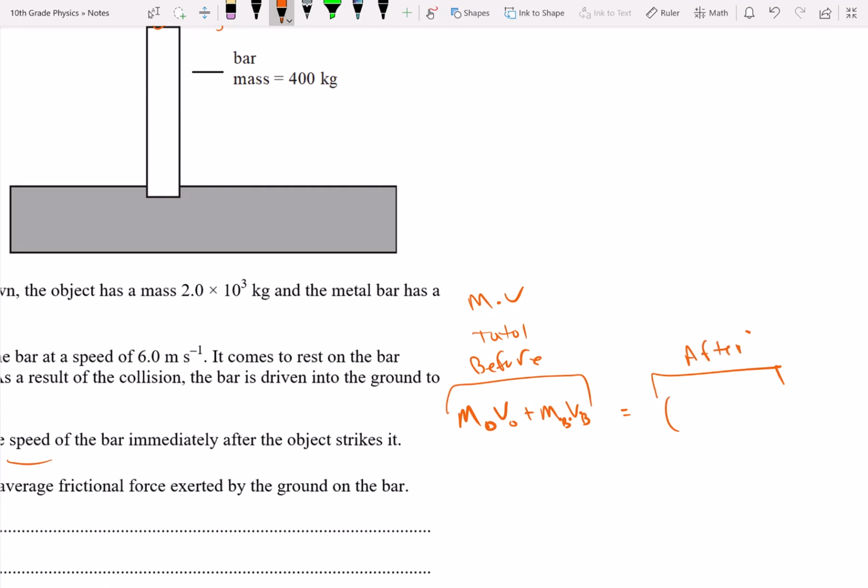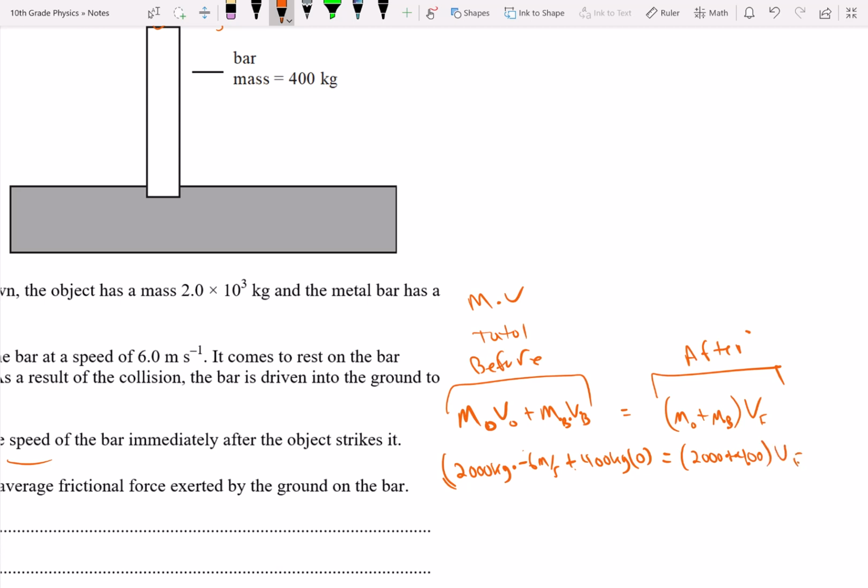Afterwards, because they stick together, the mass is the mass of the object plus the mass of the bar, times the velocity of those two objects moving together, right? And we know a lot of this. The mass of the object is 2,000 kilograms. The velocity of the object is -6 meters per second. Why negative? Because it's going down. Plus the mass of the bar is 400, and the velocity of the bar is 0. Afterwards, the mass of the object is 2,000 plus the mass of the bar, 400.